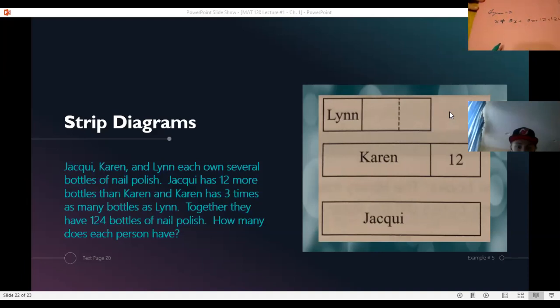It may become clear to you, looking at this, that Jacqui is actually 3 Lynns as well, plus the 12. So you can draw a couple of different strip diagrams to make this clear. Maybe it would be a little bit easier if I drew it to look like this. That's Lynn. Now you have Karen.